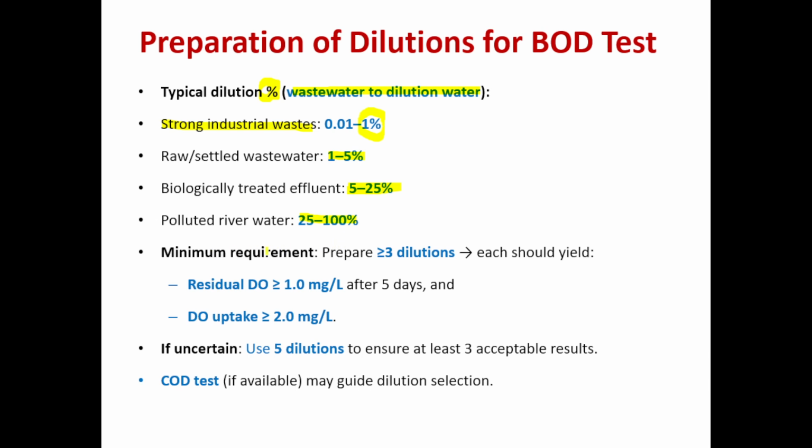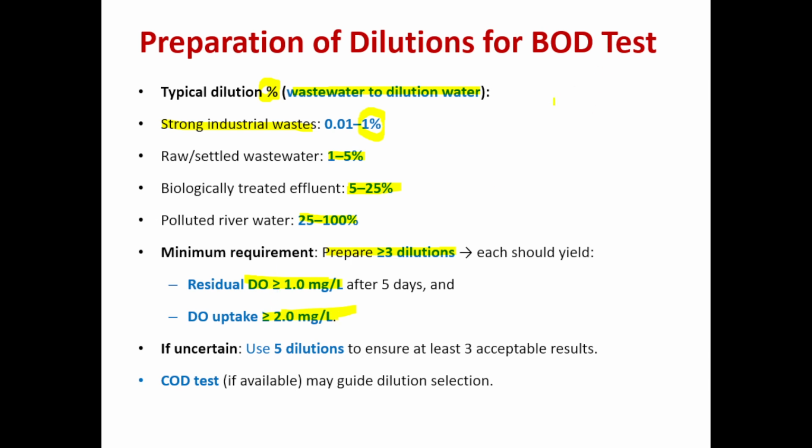There are also minimum requirements. We need to prepare 3 or more dilutions. Each should yield residual DO of more than 1 mg per liter, and DO uptake of equal to or more than 2 mg per liter. It means that when we check the DO of BOD bottles after 5 days, the residual DO should be 1 mg per liter or more, and the DO uptake should be 2 mg per liter or more.